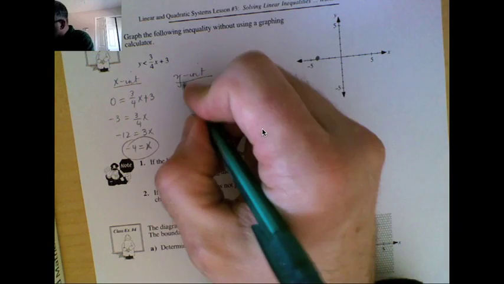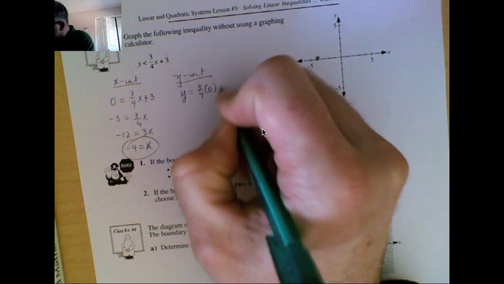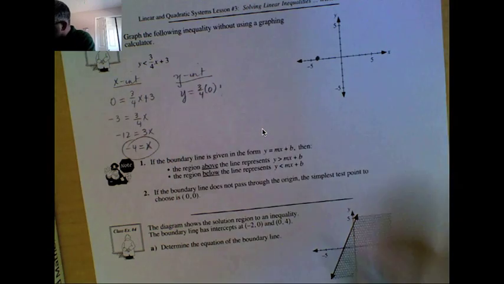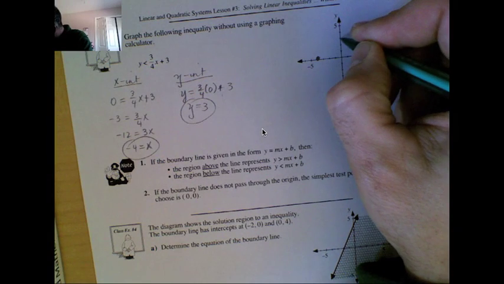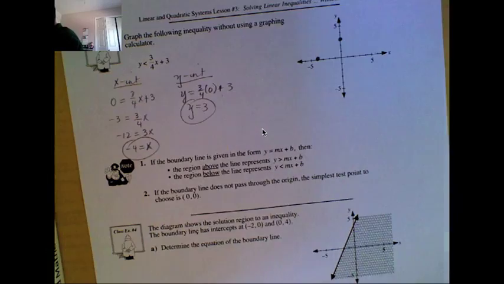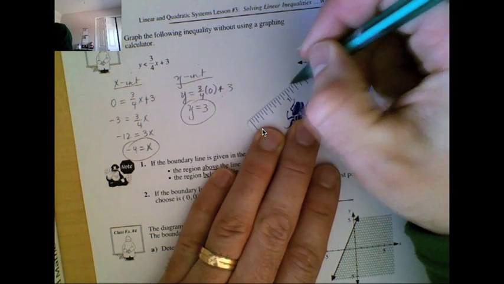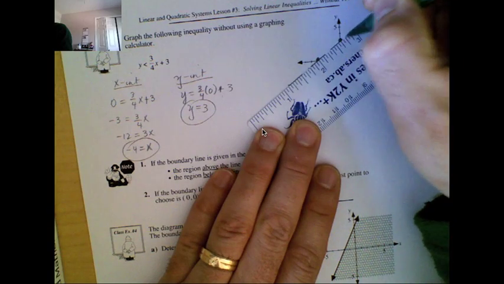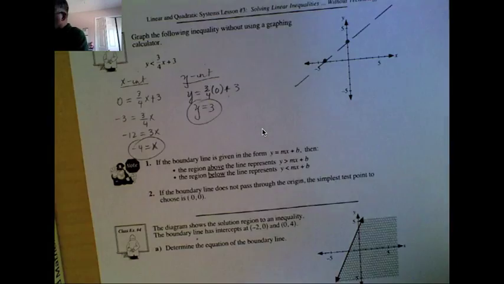Now I'm going to do my y-intercept. I'm going to put 0 in for x. Well, that ends up giving me y equals 3 because this is 0 and 0 plus 3 is 3. So 1, 2, 3. Now, this does not have an equals in it. So what we do is we line up our ruler through our points and we make a dotted line because that means the line is not part of our solution region when it's not equal to.